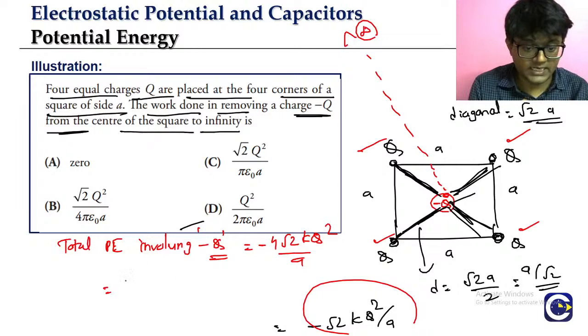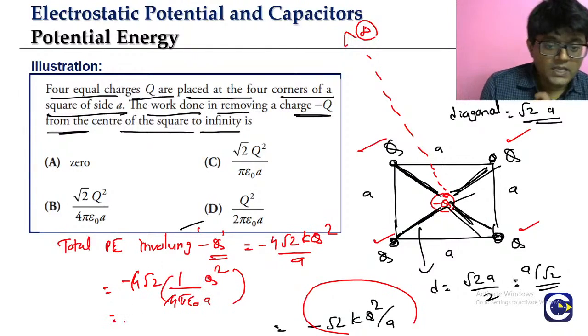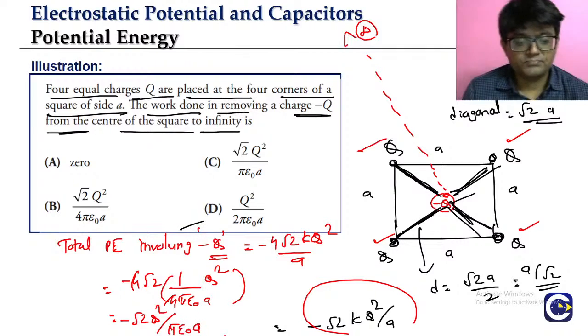இது நம்ம இங்க ஒண்ணு மாதிரி எழுதலாம், minus 4 √2 k, where k is 1 by 4 pi epsilon naught. The 4 cancels out. What is it? Minus √2 q square by pi epsilon naught a. This is the initial potential energy.